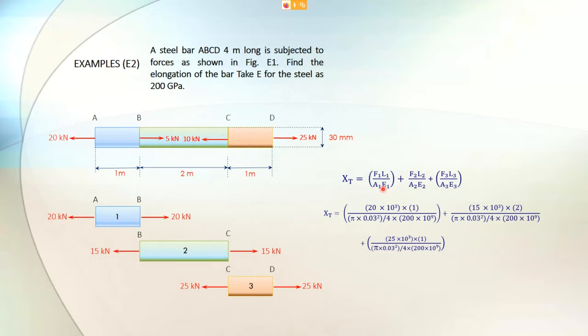You can also extract all your A's, because A1, A2, and A3 are all the same. You can extract all the A's and all the E's and put them outside. The E is only one value because the whole thing is made out of steel: 200, 200, 200. In this case, I'm using everything in meters. The force is 20 kilonewton, so 20 times 10 to the power 3, length L1, 1 meter. Then the force at part 2 is 15 kilonewton, and the length is 2 meters. The force of part 3 is 25 kilonewton, length 1 meter, all positive.